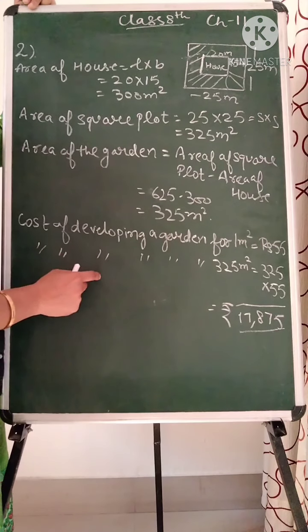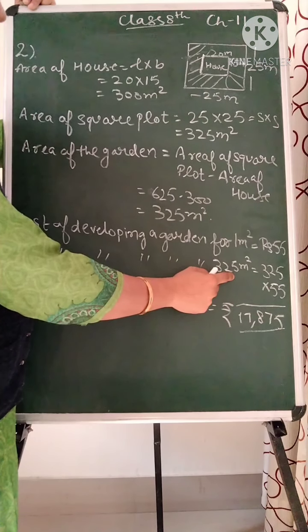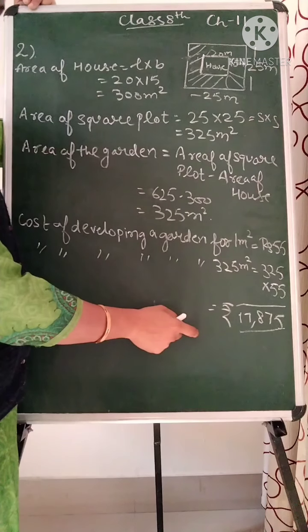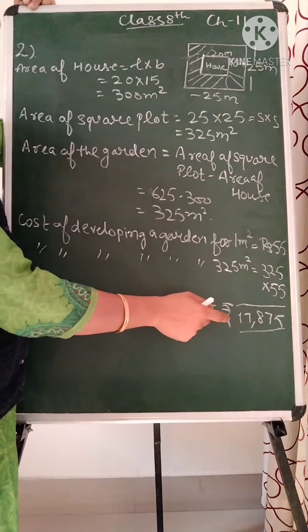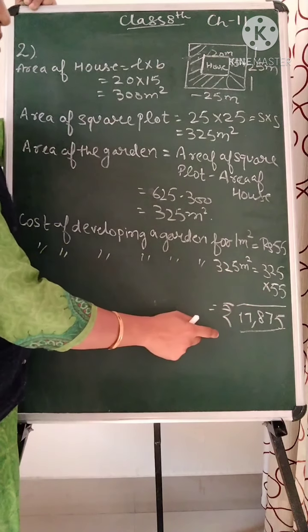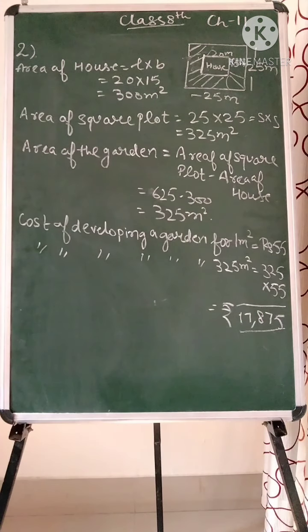Next, they are saying the cost for developing a garden for 1 meter square is 55. Then the cost of developing a garden for 325 meter square, what will be the amount you will get? You will tell me what will be the amount. So 325 multiplied by 55, your answer becomes equal to 17,875.